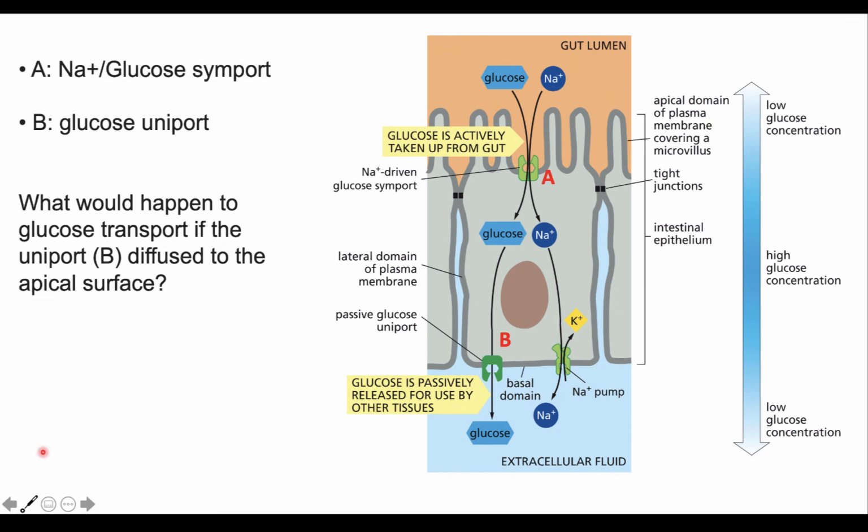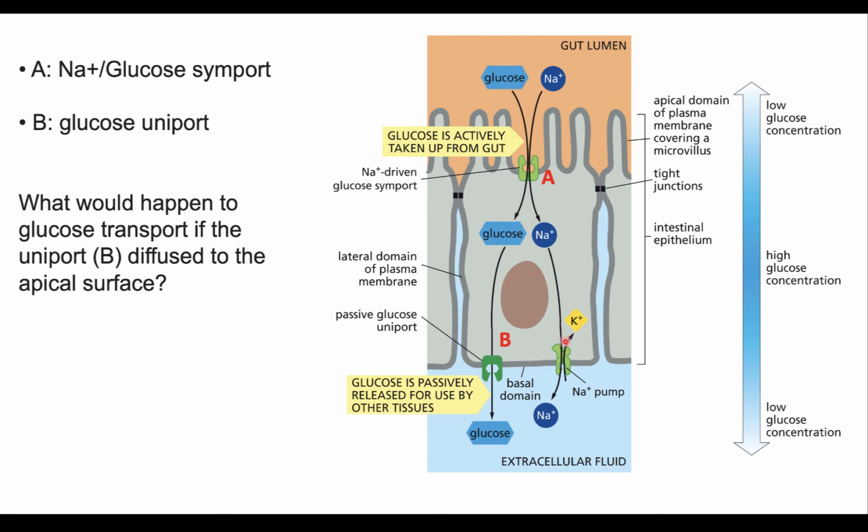Now we can add in the transporters to show how sodium is used to cause directional transport of glucose. At point A, at the apical surface, there is a sodium-driven glucose symport. And it is here that the sodium gradient, high to low, drives active transport of glucose against its gradient, low to high, and glucose enters the cell.